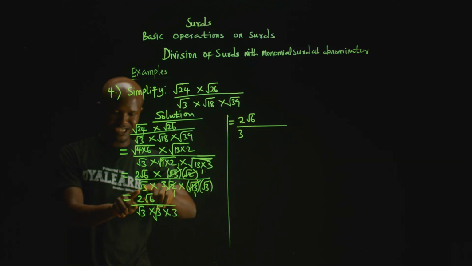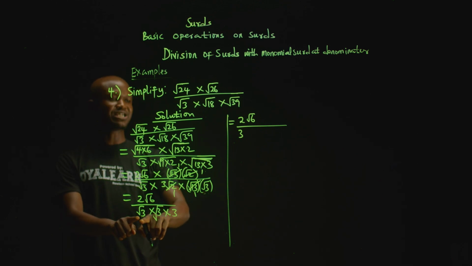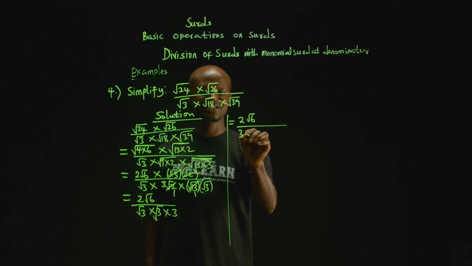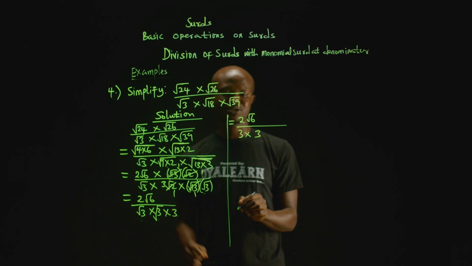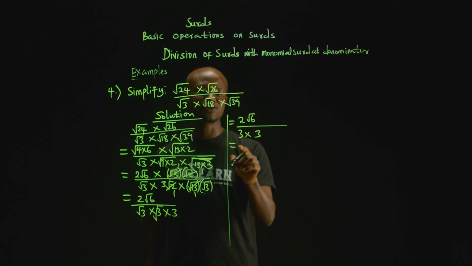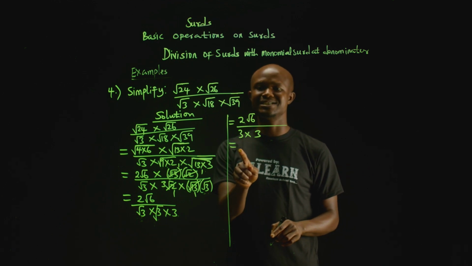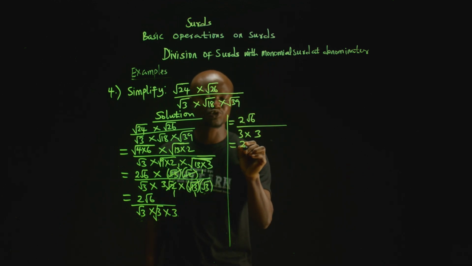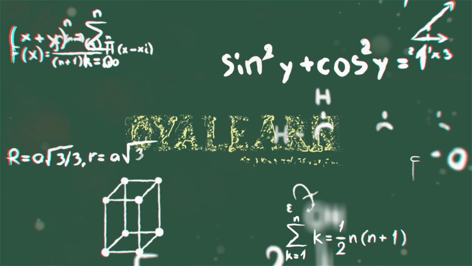While the root 3 here is this root 3. The last root 3 here is this root 3. So root 3 times root 3 is 3. So this is times 3 also, because root 3 times root 3 will give us 3. So this will give us 2 root 6 divided by what? What is 3 times 3? That is 9. So we now have 2 over 9 root 6 as our final answer. That is the solution to the problem. Thank you.